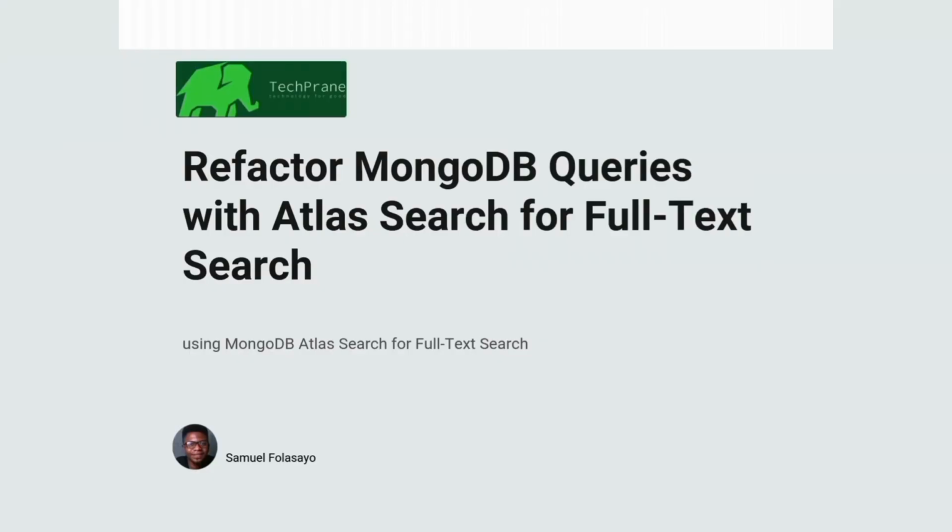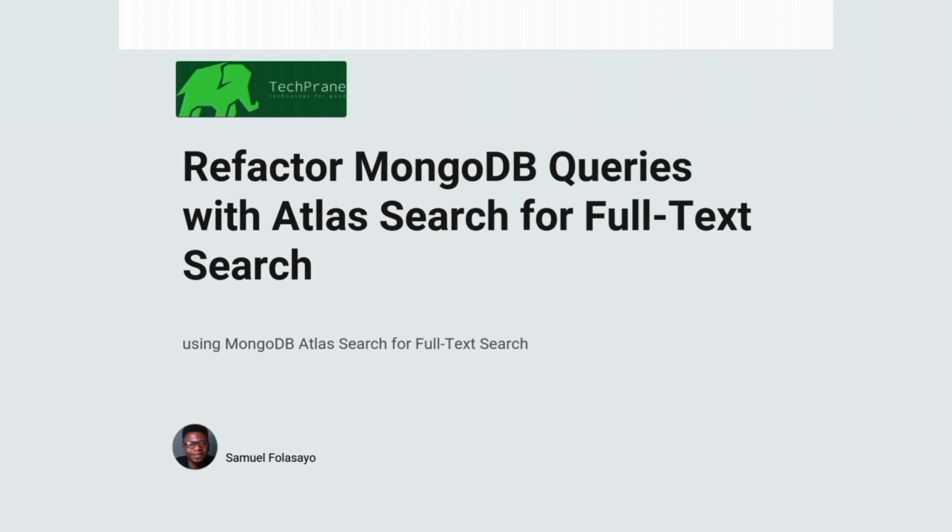I am Folashayo Samuel. In today's video, we are going to dive into something really exciting: optimizing our MongoDB queries using MongoDB Atlas Search. Especially, we will be refactoring a Python method that uses regex for search queries. Regex is powerful, but it's not always the best option for full text search, especially when your data set grows. So let's jump in and see how Atlas Search can improve your MongoDB query performance.